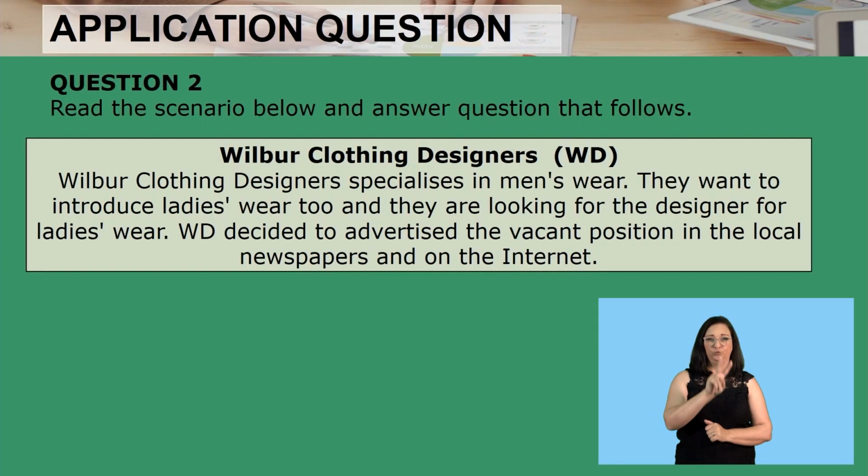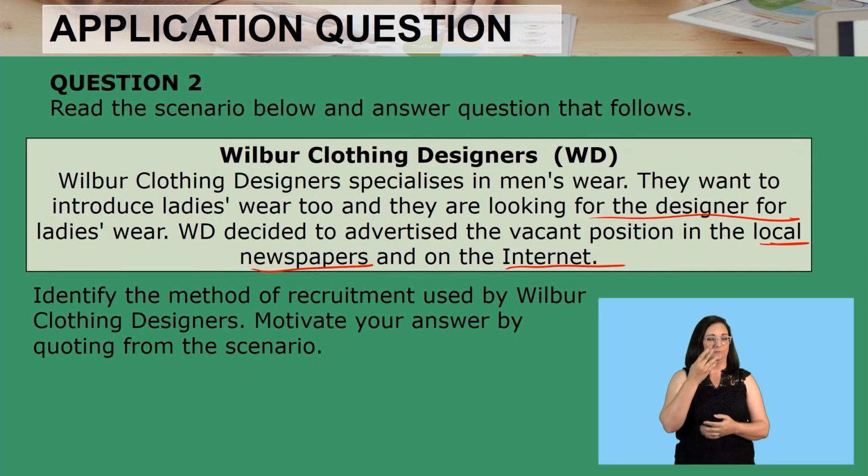The second question says, read the scenario below and answer the questions that follow. Wilbur Clothing Designers, which is WD, specializes in menswear. They want to introduce ladies' wear too, and they are looking for a designer for ladies' wear. WD decided to advertise the vacant position in the local newspapers and also on the internet. Already this should tell you the type of recruitment and the source that they've used.